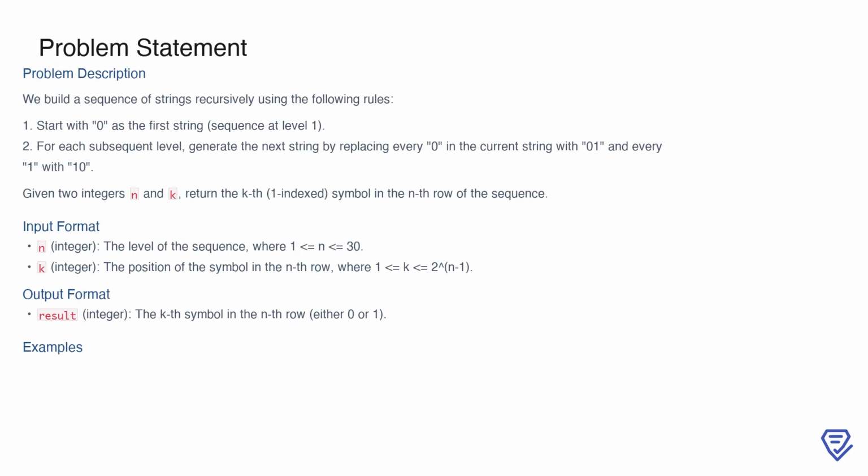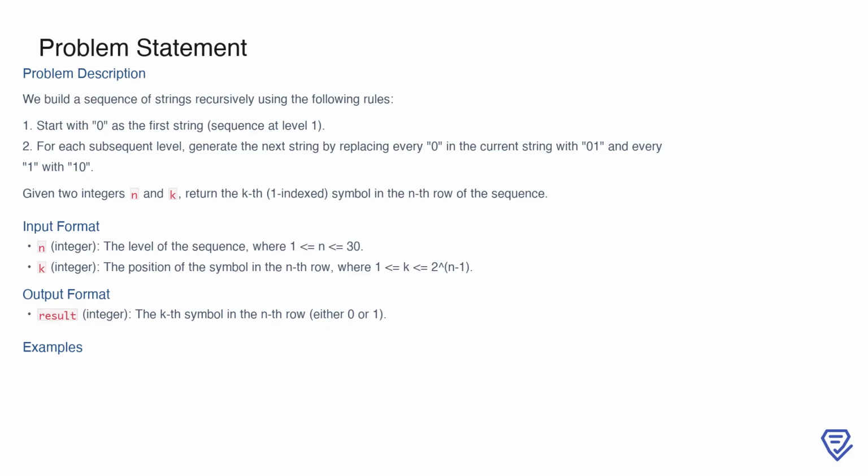In this problem, we are working with a sequence of strings that is built recursively. The process starts with the string 0 at level 1. For each subsequent level, we generate the next string by applying a specific rule. Every 0 in the current string is replaced with 01, and every 1 is replaced with 10. Our goal is to determine the K-th symbol, using 1-based indexing, in the nth row of this sequence.